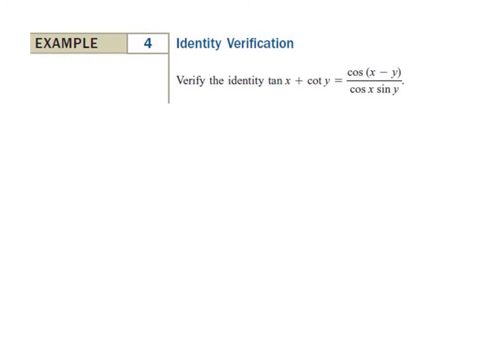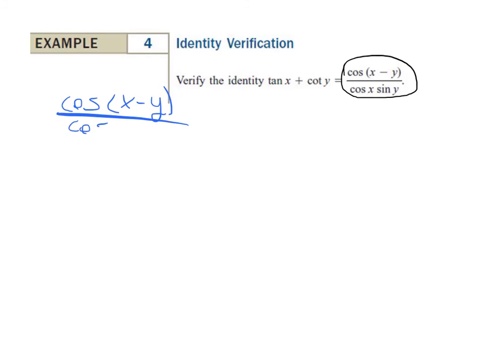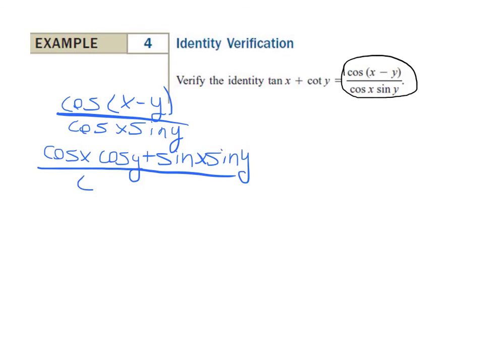Example number 4. We need to identify or do the verification. So what I'm going to do is I'm going to do the verification for this one. All right, so here we go. We've got the cosine of x minus y all over the cosine of x sine of y. Cosine of x minus y, that's going to be our difference identity. So we've got the cosine of x cosine of y plus the sine of x sine of y all over the cosine of x sine of y.